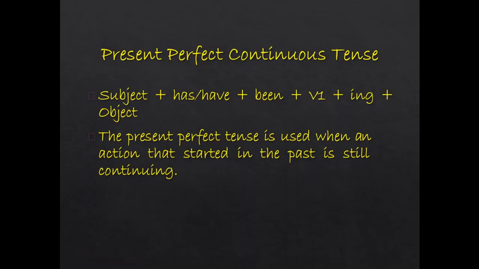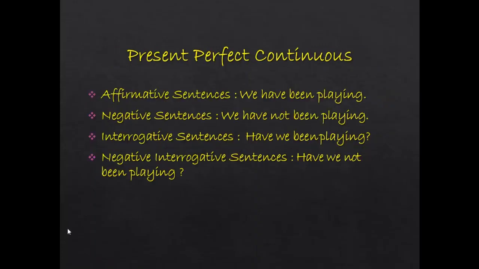How do we write them? In affirmative sentences we write, we have been playing. In negative sentences we write, we have not been playing. Interrogative present perfect continuous sentences are, have we been playing? And negative interrogative sentences, have we not been playing?